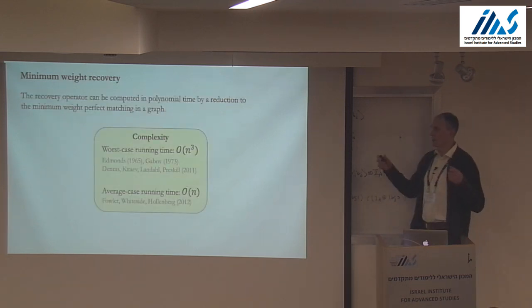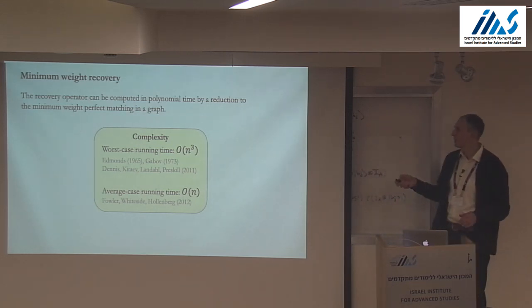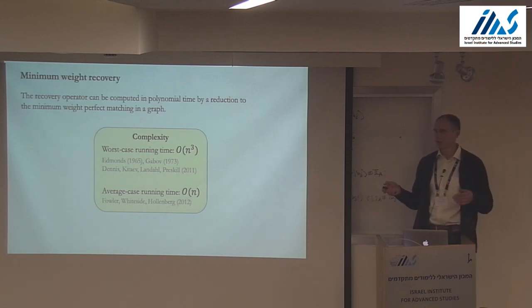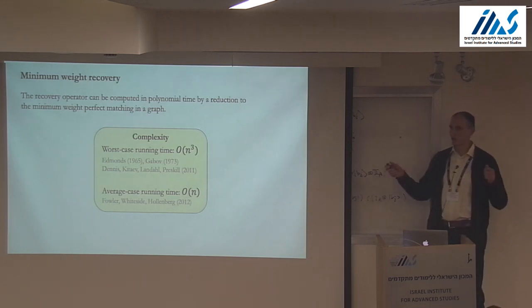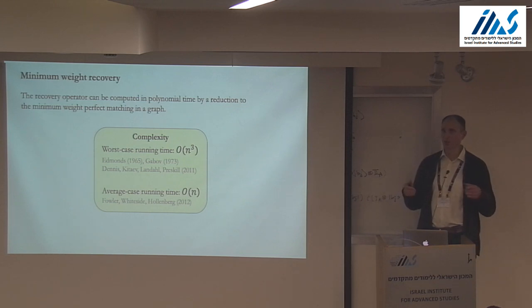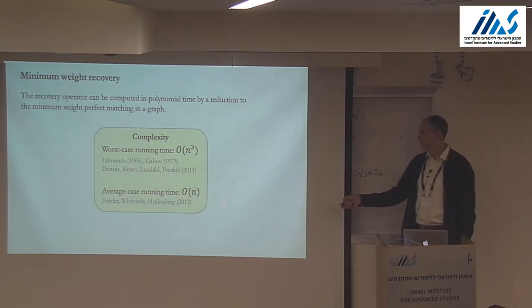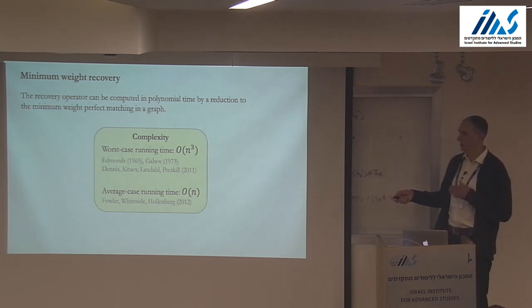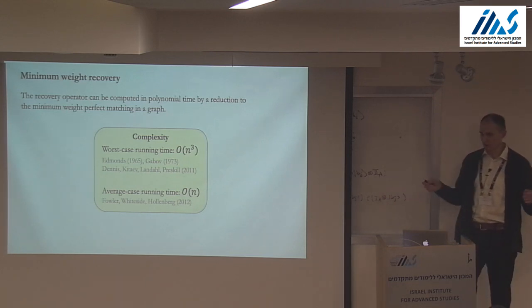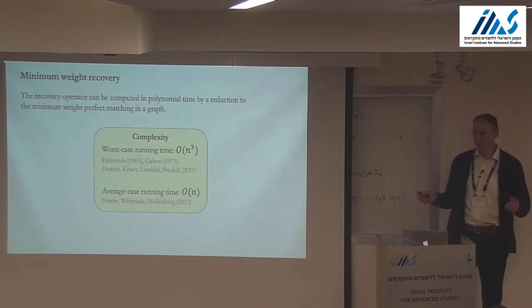And as you increase the code distance, it is important that this algorithm can be implemented efficiently. It can be easily reduced to finding minimum weight perfect matching in a graph. So we have a polynomial time algorithm for this problem. And for certain random errors, the average case running time grows only linearly with the code size. So we can do this for thousands or maybe millions of qubits.